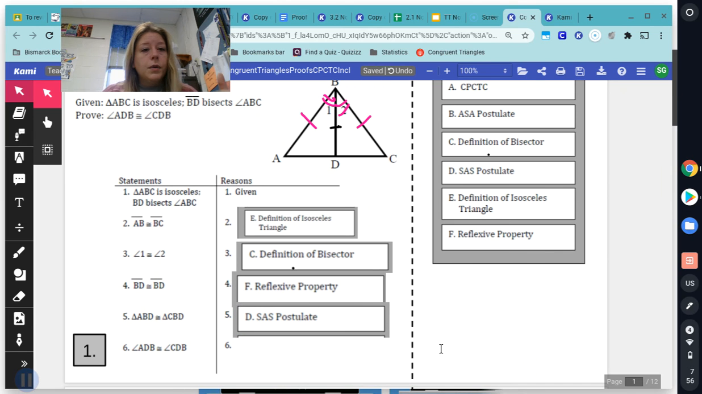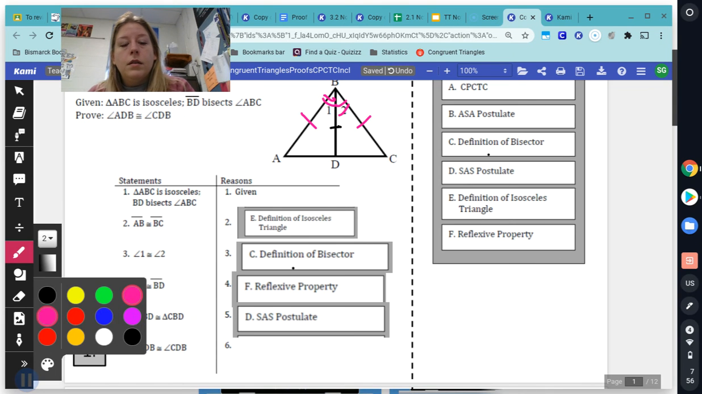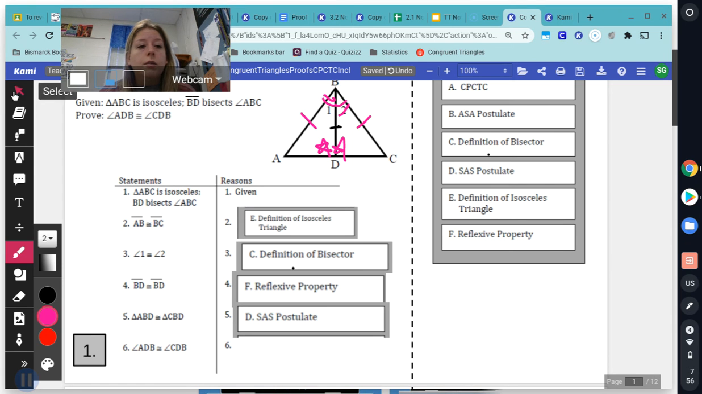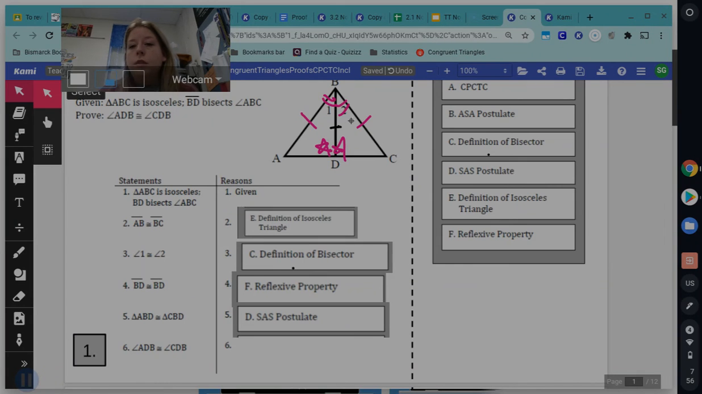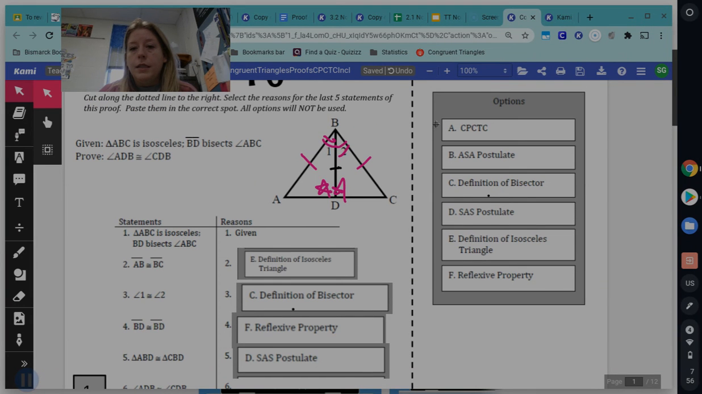Okay, this is where we stopped last week. But now, we want to pull out angle ADB congruent to angle CDB. ADB. Right here and right here. And those are corresponding parts. And because the triangles were already congruent, then they are congruent too. So that is the CPCTC.